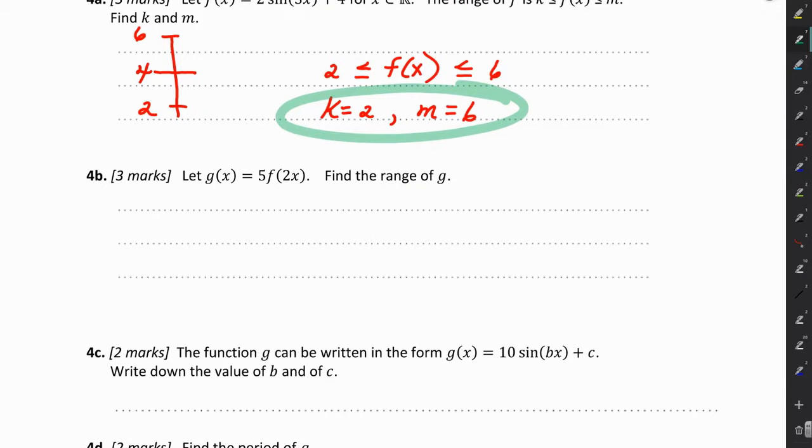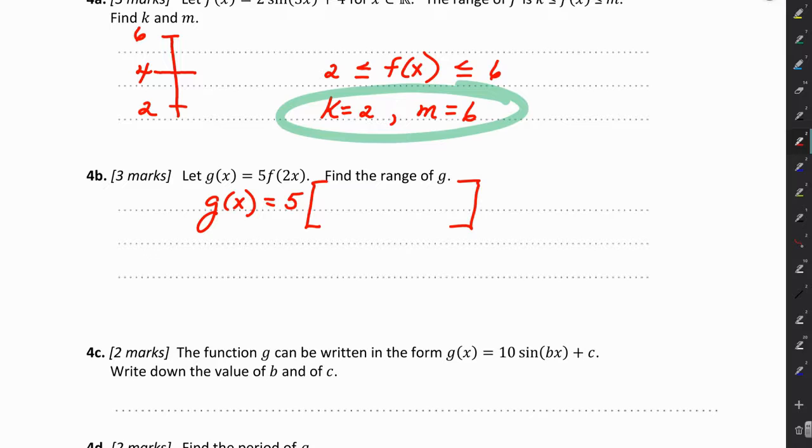Now it says let g of x equal 5 times f of 2x. All right, so what does this really mean? This means multiply 5 by the entire f function. And it also means replace x with 2x everywhere in the f function. All right, so let's go ahead and do that. So g of x is going to be equal to 5 times the whole f function. The f function is shown in part A, and we're going to replace x with 2x.